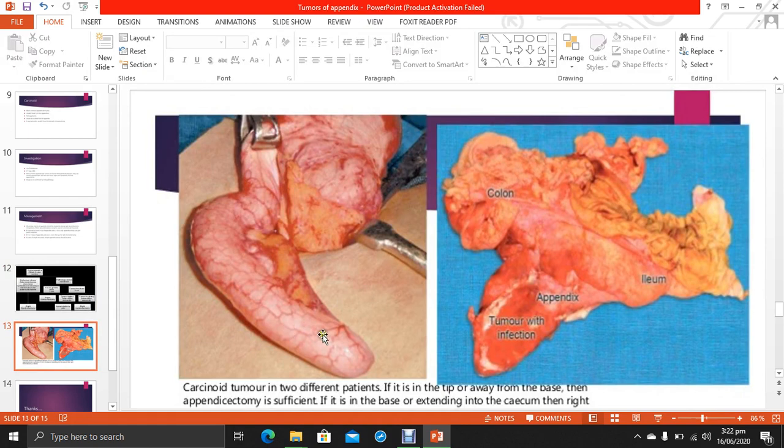So you can see carcinoid tumor in two different patients. If it is in the tip or away from the base, then appendectomy is sufficient. If it is on the base or extending to the cecum, then right hemicolectomy. This is the appendix, this is the ileum, and this is the colon. Okay, so this was all about the tumors of the appendix, how to investigate and how to manage.